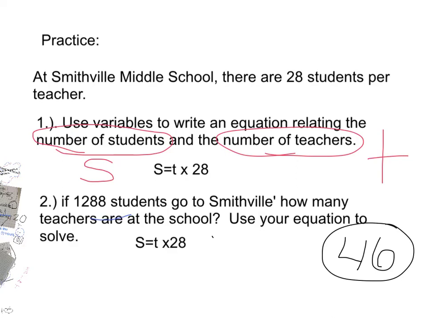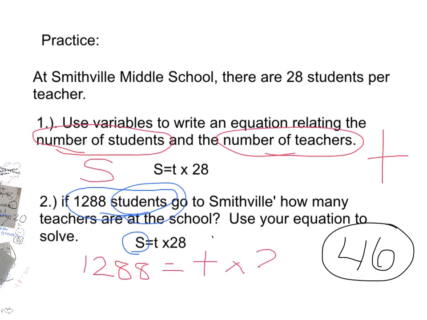All right, we know that we have 1,288 students. Students would stand for our S variable. So therefore, I'm going to insert 1,288 in for S, and now I need to solve for T because I'm still trying to find out how many teachers. All right, if you look at this example, we're trying to figure out what T is. Well, we don't know what T is. Whatever that number is going to be, we need to multiply by 28.